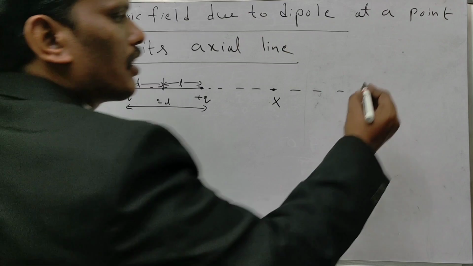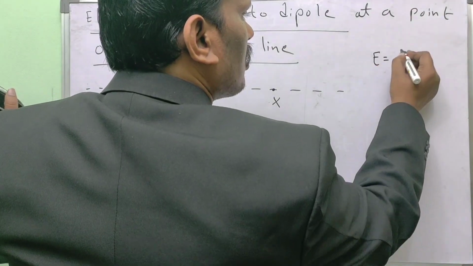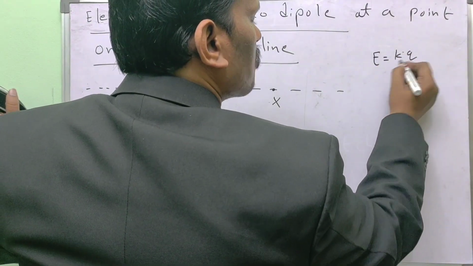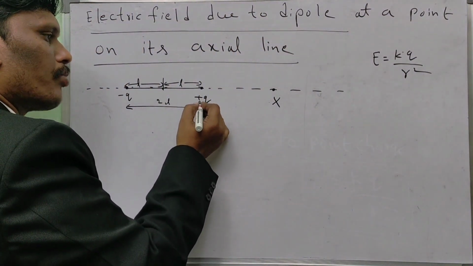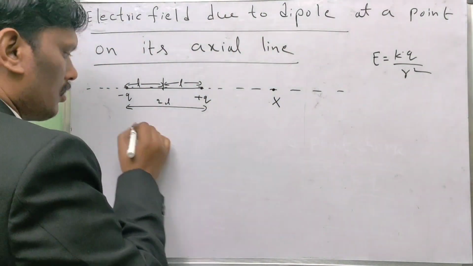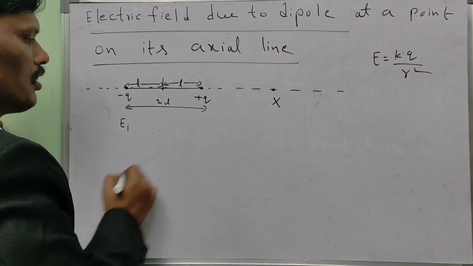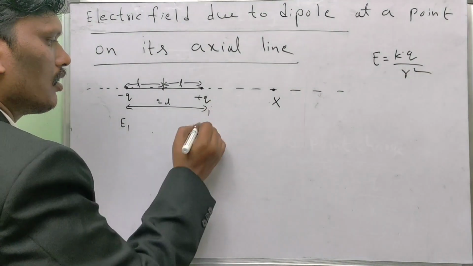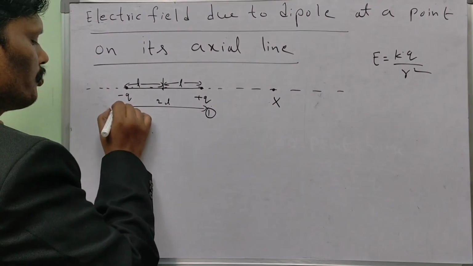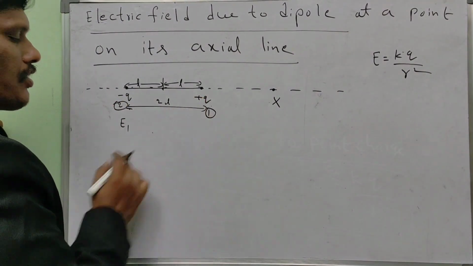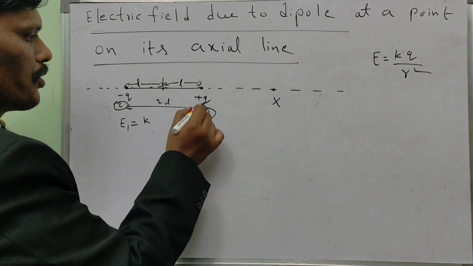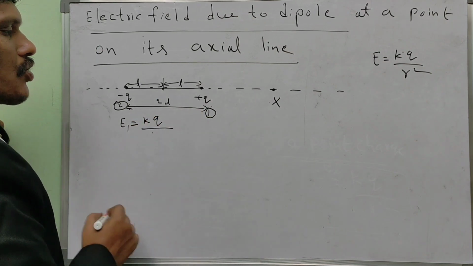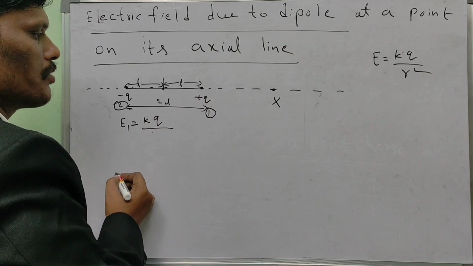Already we know the electric field because of a point charge: K into charge by distance square. So what is the electric field because of the positive charge at this point? I am going to call that E1. This is charge 1 and this is charge 2. The electric field because of charge 1, the positive charge, is K into Q by distance square.